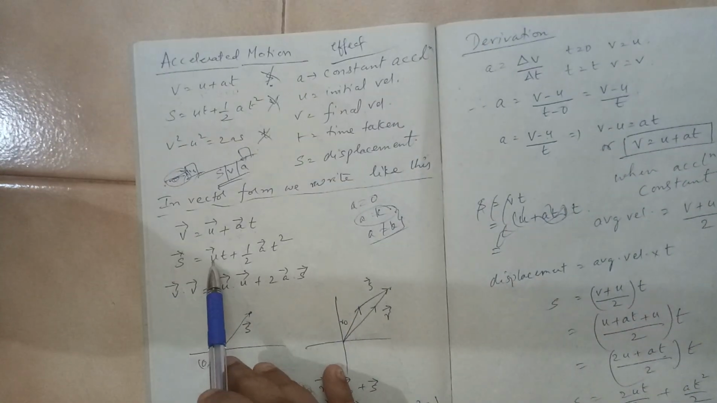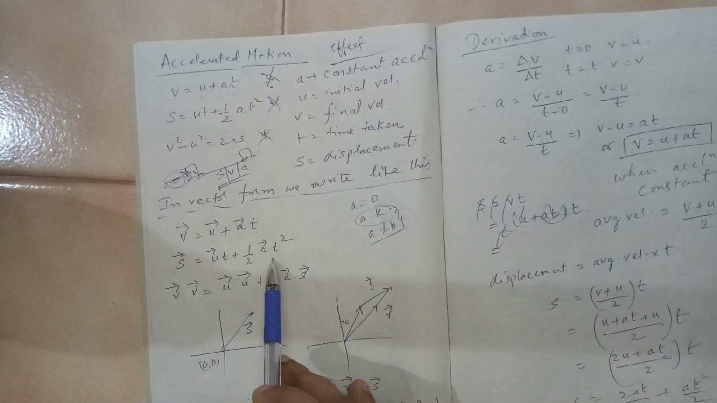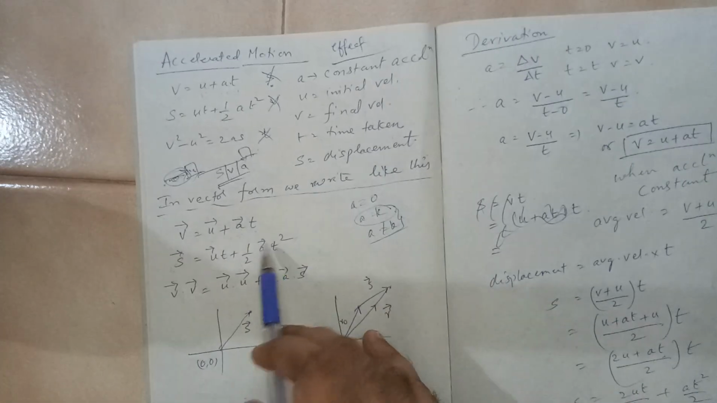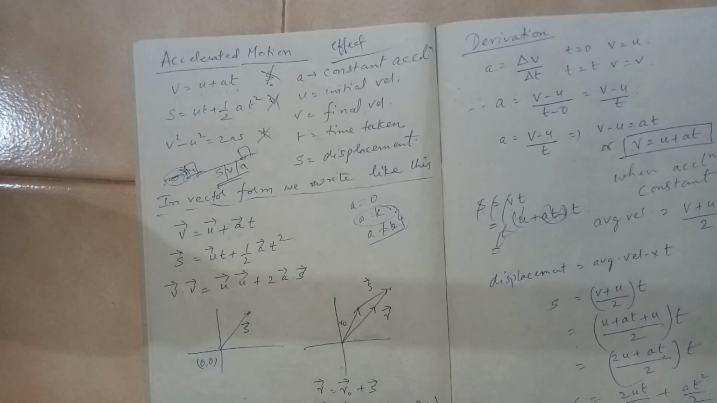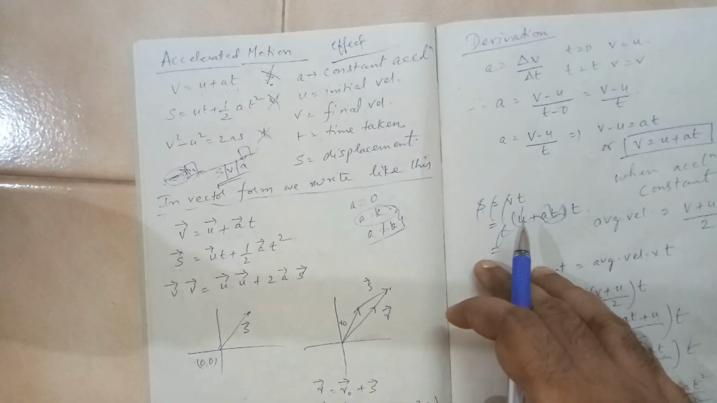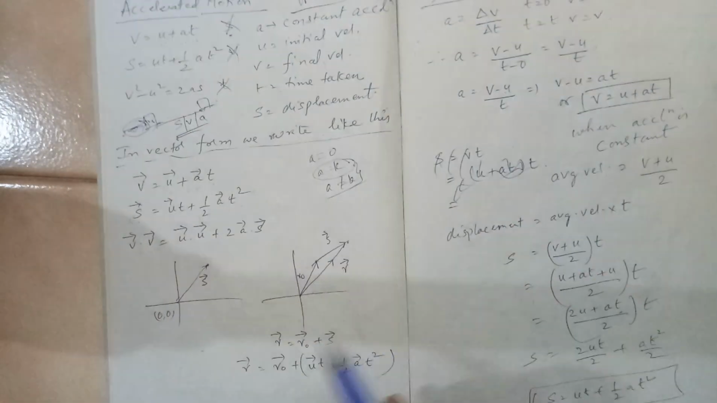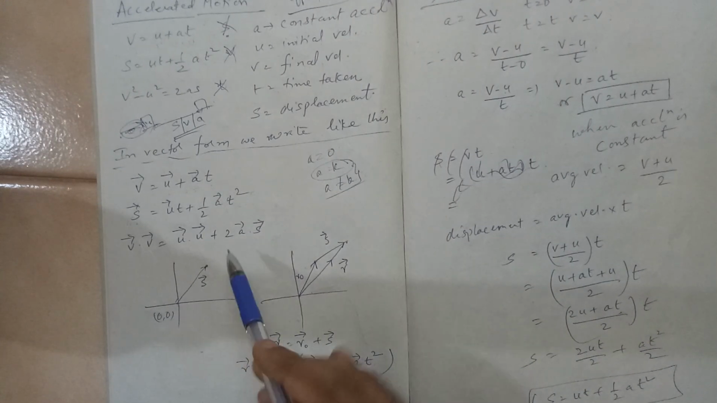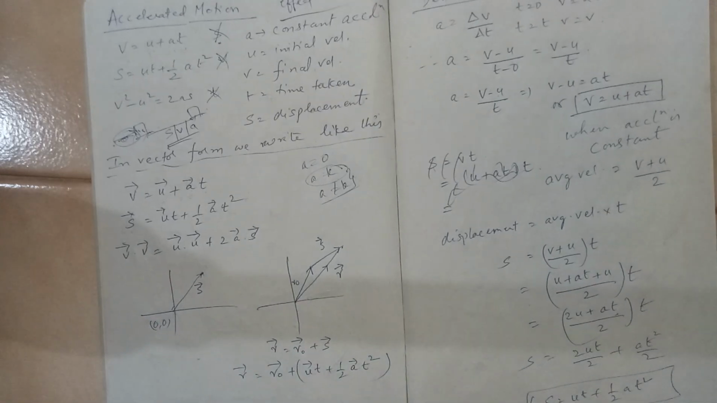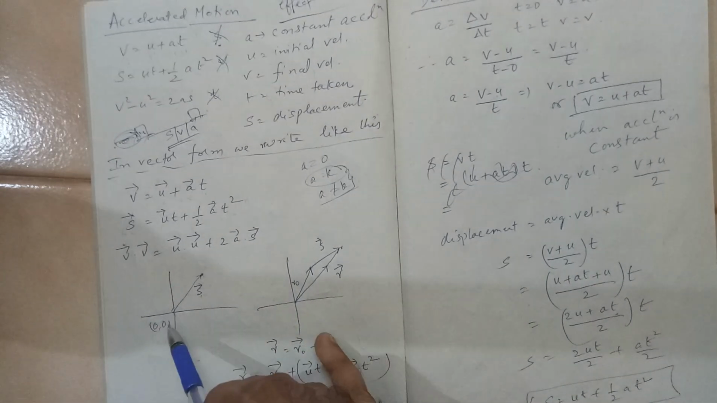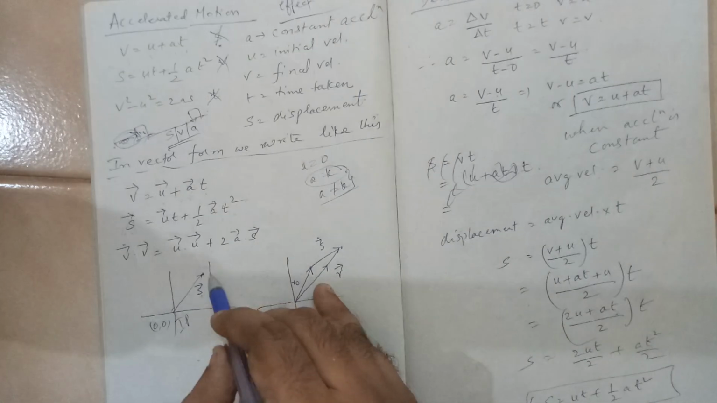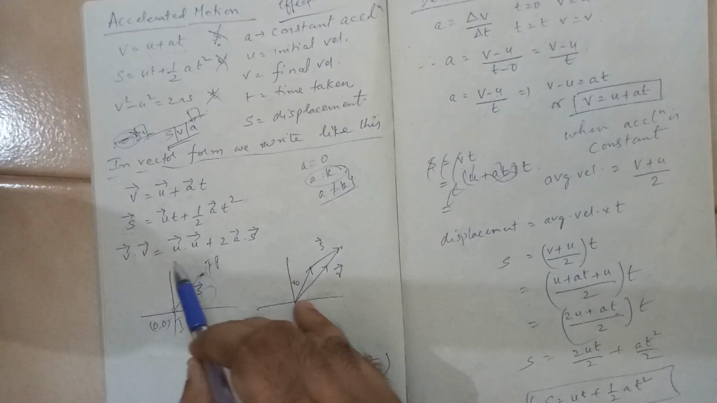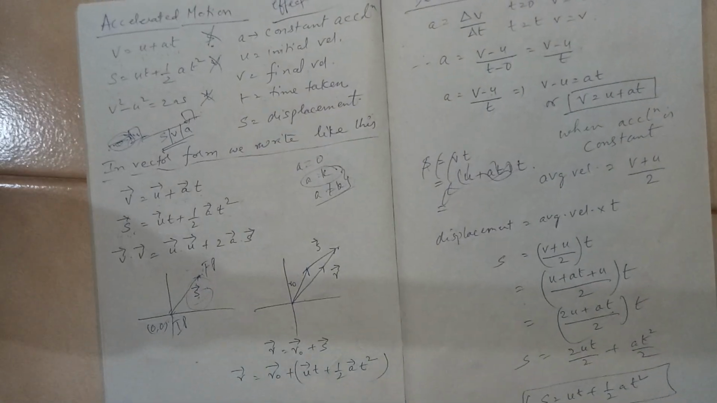This is the most important point. Similarly, s vector is equal to u vector into t plus half into a vector t square. T is not a vector quantity. Only acceleration, velocity and displacement are vector quantities. Now, observe this. Suppose a body starts from the origin, and this is the present position vector. So this is my s vector. Displacement means this is my initial position and this is my final position. The straight line between them is the displacement vector s, which you have calculated from this equation.